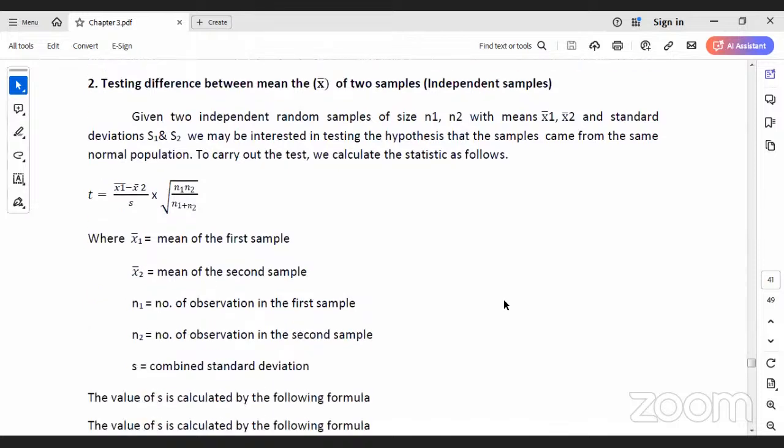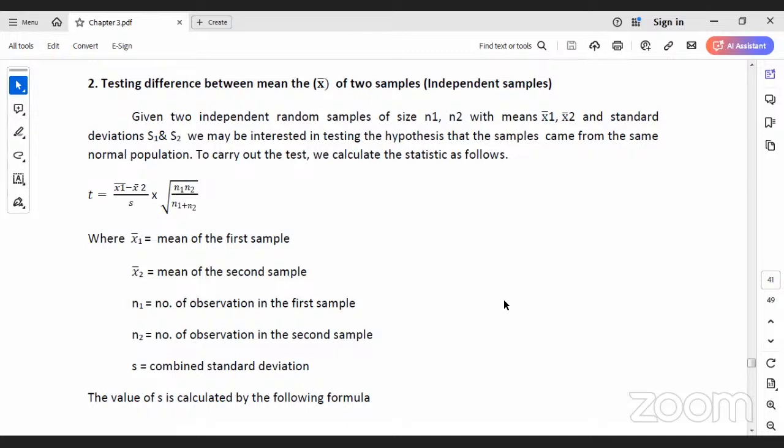Okay, so here look, testing difference between x bar of two samples. We call these independent samples. There are two methods, independent samples and dependent samples. So let us discuss independent samples. Given two independent random samples of size n1, n2 with means x bar 1, x bar 2 and standard deviation s1 and s2, we may be interested in testing the hypothesis that the samples came from the same normal population.